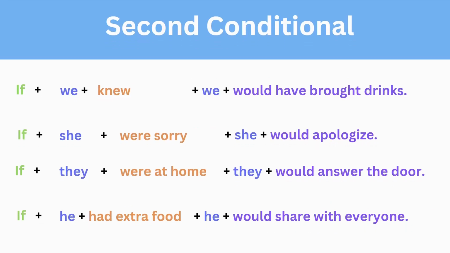Let's read a few examples. If we knew, we would have brought drinks. If she were sorry, she would apologize. If they were at home, they would answer the door. If he had extra food, he would share with everyone.